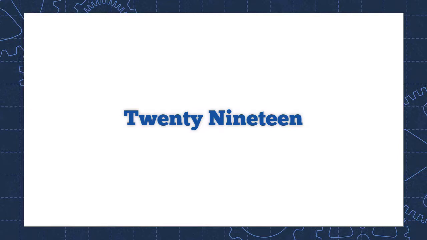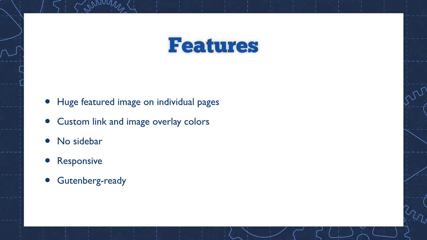2019 is a rather simple theme. It's good for a blog. It's also good for a starter theme if you're interested in coding your own child theme. These are the features of 2019. There's a huge featured image on the individual pages. You have a custom link and image overlay colors. There's no sidebar. That makes it a very simple theme. It's responsive, of course, and, of course, it is Gutenberg ready.